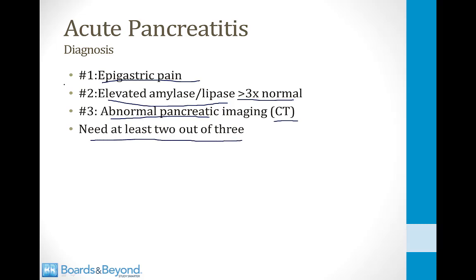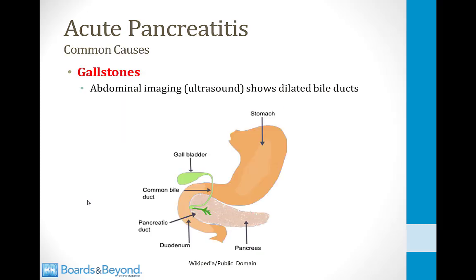And you need at least 2 out of these 3 criteria. So for example, if a patient has epigastric pain and markedly increased amylase and lipase, then you can make the diagnosis of pancreatitis and you don't need to do any additional imaging. The 2 most common causes of acute pancreatitis, as I said before, are gallstones and alcohol consumption. So let's talk about gallstones first.